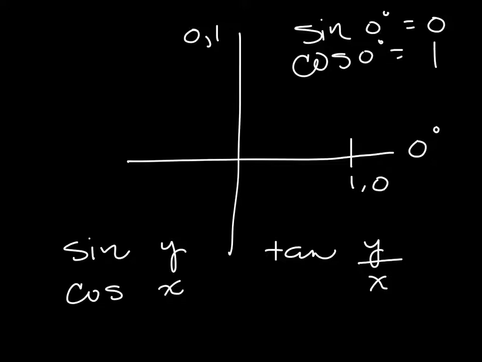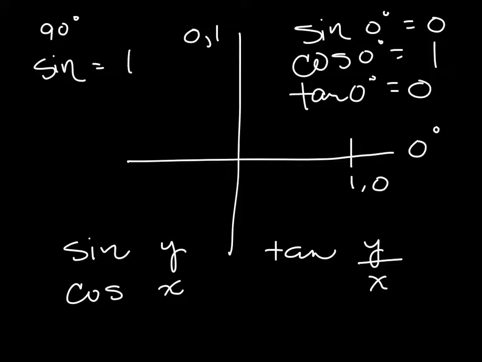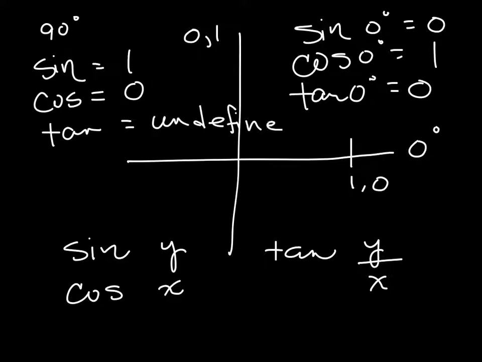If I'm dividing y over x, let's think about that one for just a minute. Y is 0, x is 1, so 0 divided by 1 is 0, so tangent of 0 is 0. If I go over here to 90, the sine of 90, which is the y value, would be 1. Cosine would be 0. And if I divide that one, 1 divided by 0 cannot be done, so we say that the tangent of 90 is undefined.